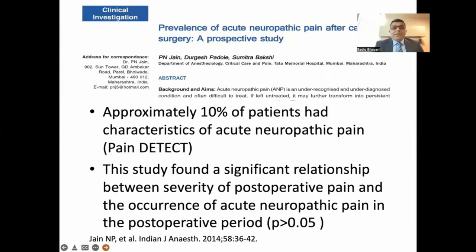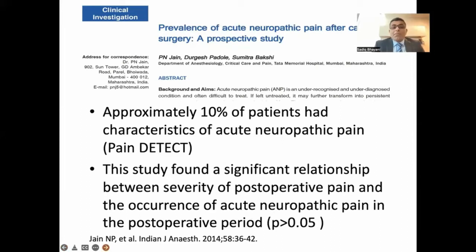So now what's the prevalence of acute neuropathic pain? Because of the pathophysiology, as mentioned, 24/7 pain, a majority of the patients will have neuropathic pain development in the acute phase. So approximately 10% of the patients develop acute neuropathic pain, and this is from the PainDETECT questionnaire. And this is basically the study that found the relationship between the severity of post-operative pain and occurrence of acute neuropathic pain in the post-operative period.